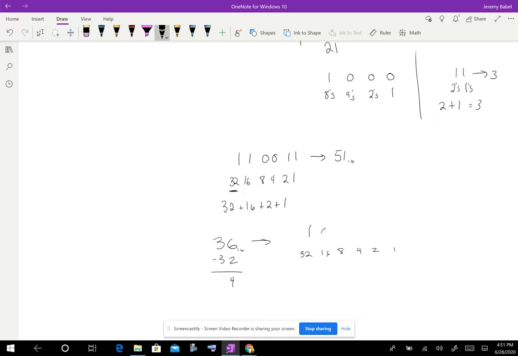So I don't have any 16s left. If I need a 4, I don't have any 8s. And then a 4, I could put a 1 there. Minus 4, we got 0. I don't have any 2s, and I don't have any 1s. So the number 36 in base 10 would be the same as 1, 0, 0, 1, 0, 0. That would be 36 from base 10.